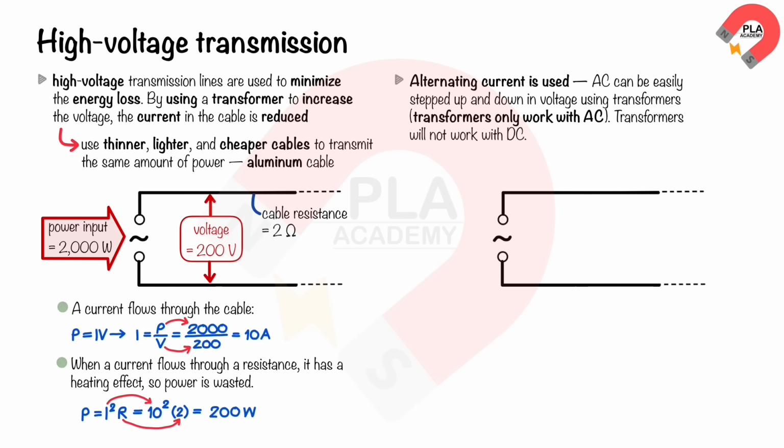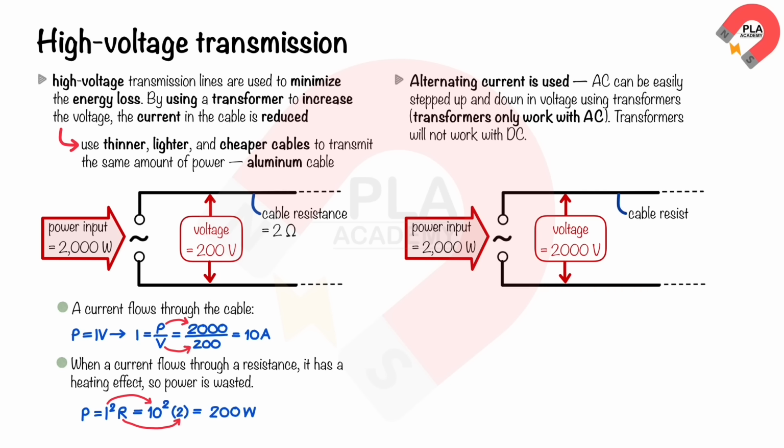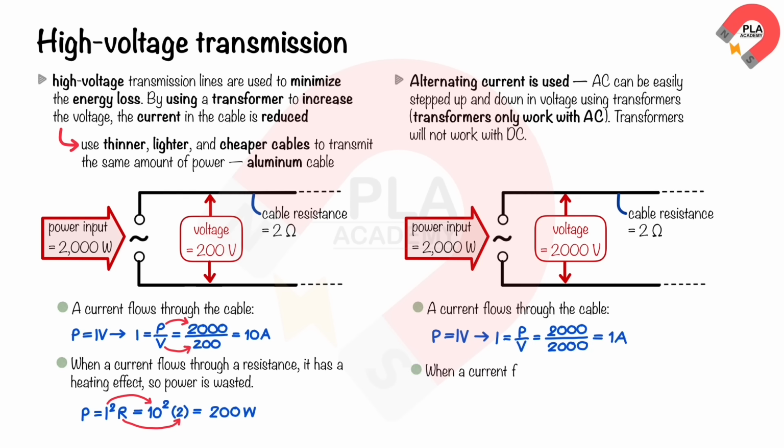The second circuit increases the voltage from 200 to 2000 volts, while the power and resistance of the cable remain the same. The current flowing through the cable reduces to 1 ampere. The power loss in the cable becomes 2 watts. These calculations show that the power loss in a cable when the same amount of power is sent at high voltage is less than at low voltage.